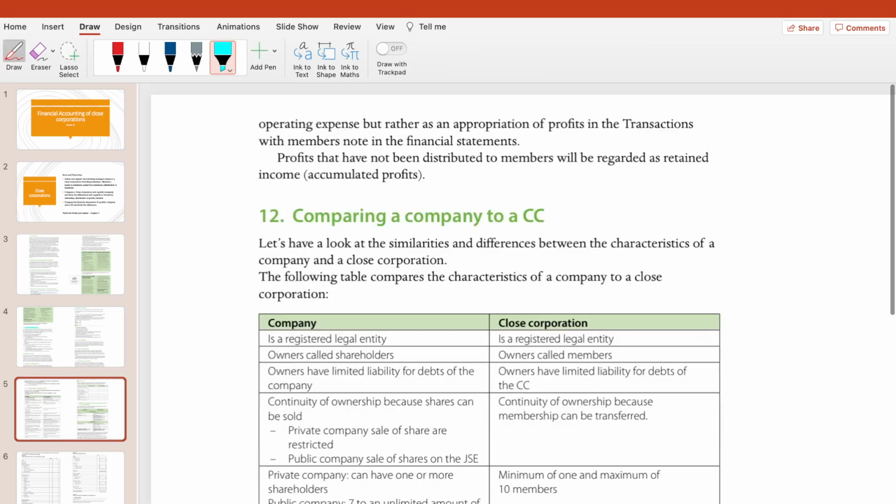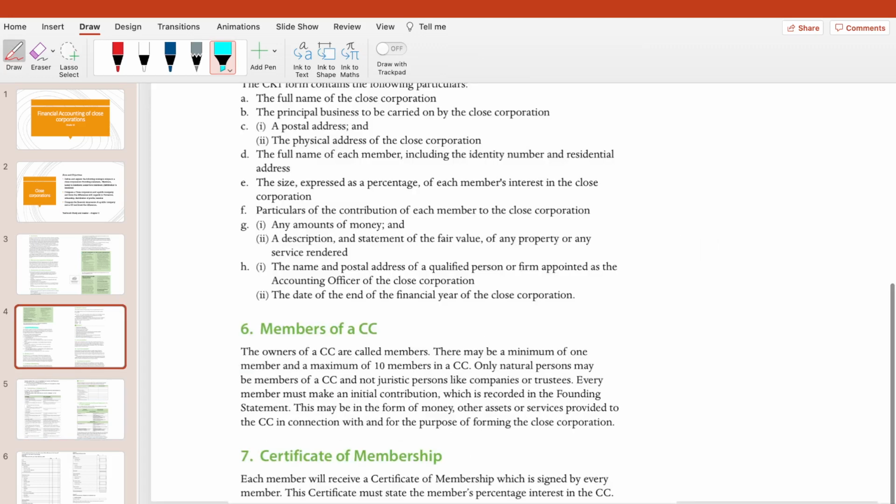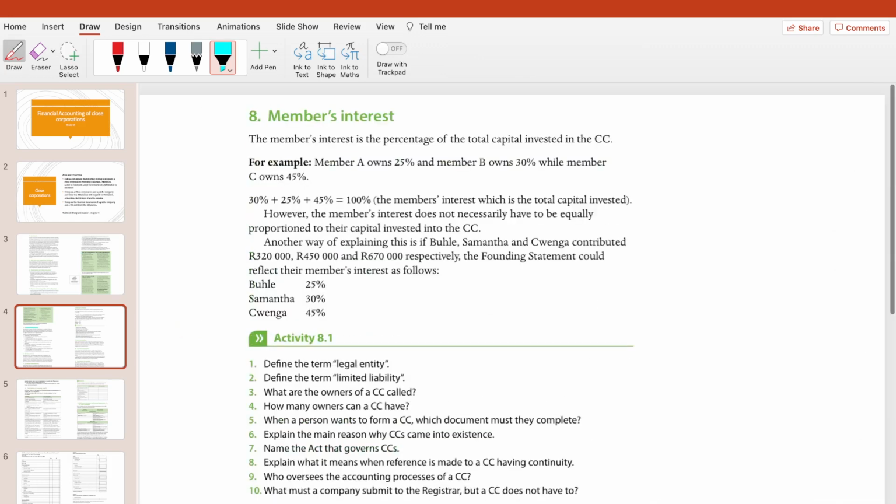Sorry, I think I've skipped a page here. I've skipped something here. Yeah, there we go. So, members, sorry about that.